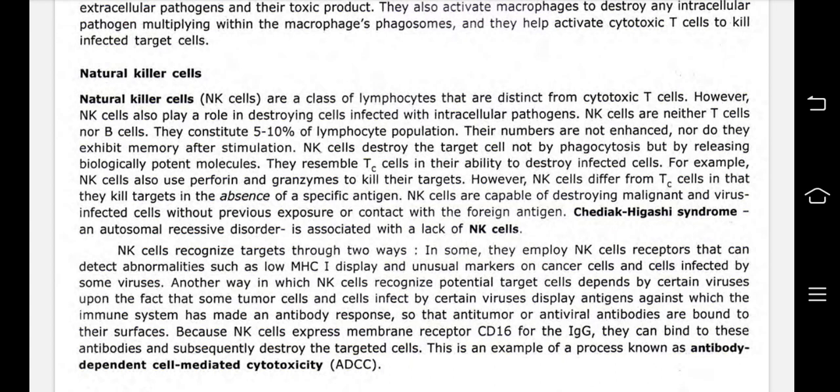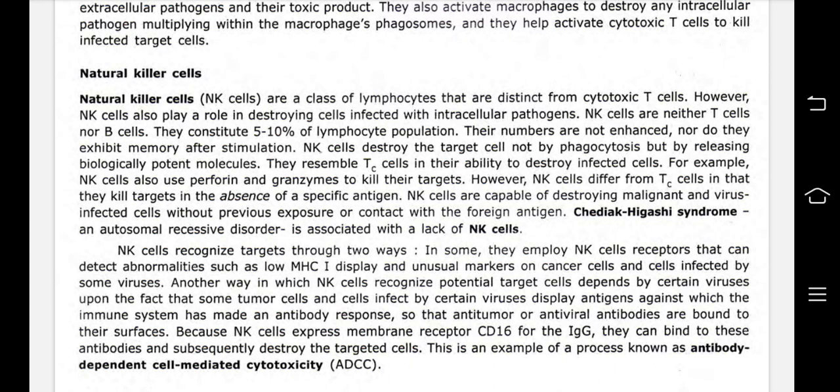NK cells destroy the target cell not by phagocytosis but by releasing biologically potent molecules. They resemble TC cells in their ability to destroy infected cells. For example, NK cells also use perforin and granzymes to kill their targets. However, NK cells differ from TC cells in that they kill targets in the absence of a specific antigen. NK cells are capable of destroying malignant and virus-infected cells without previous exposure or contact with the foreign antigen.